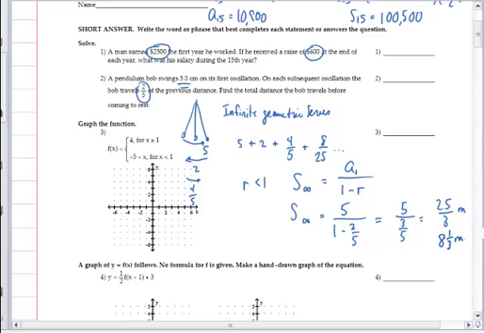I'm just going to pause the camera so I can clean up the screen, and we'll start working on number 3.